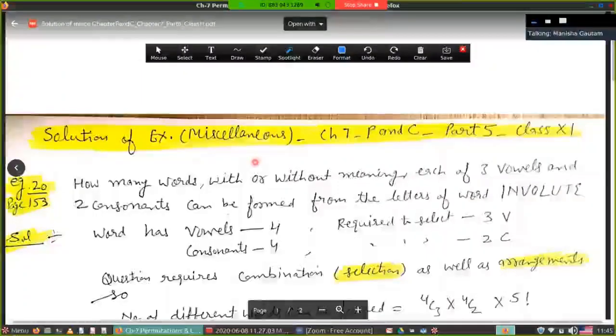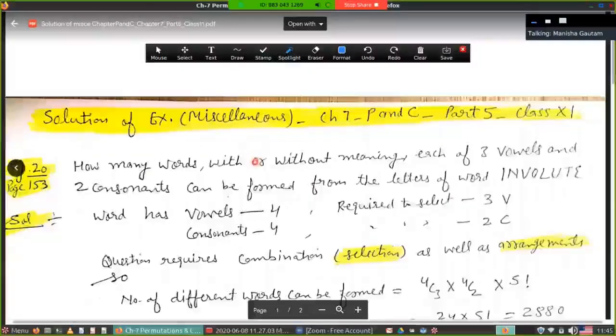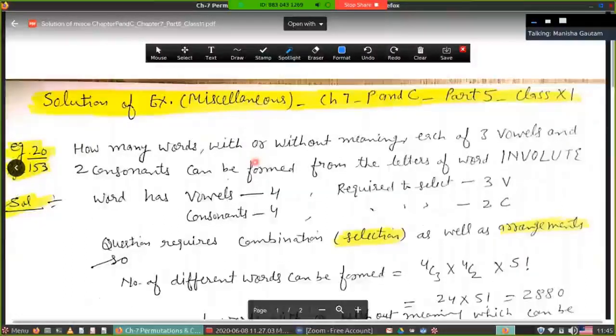Good morning, students. Today we will discuss a few solutions of the miscellaneous exercise, chapter 7, permutations and combinations. Here is our first example, which we will discuss, example number 20 on page number 153. How many words, with or without meaning, each of 3 vowels and 2 consonants can be formed from the letters of the word INVOLUTE?